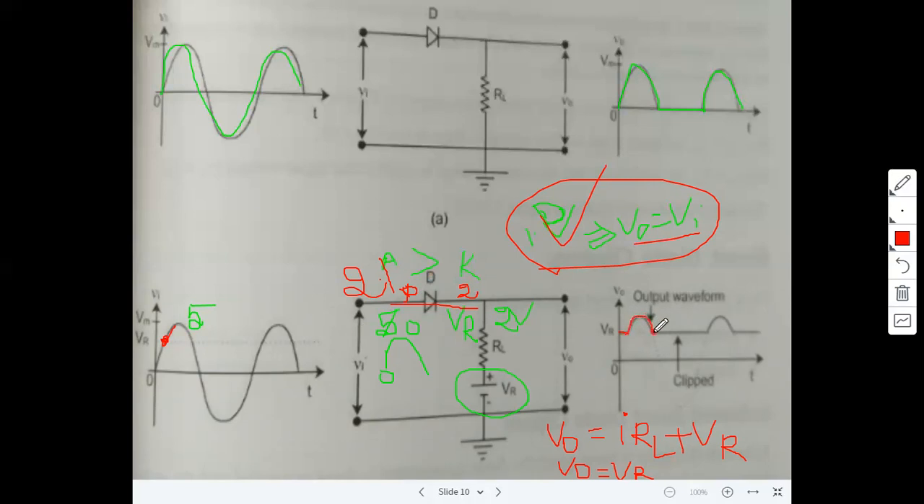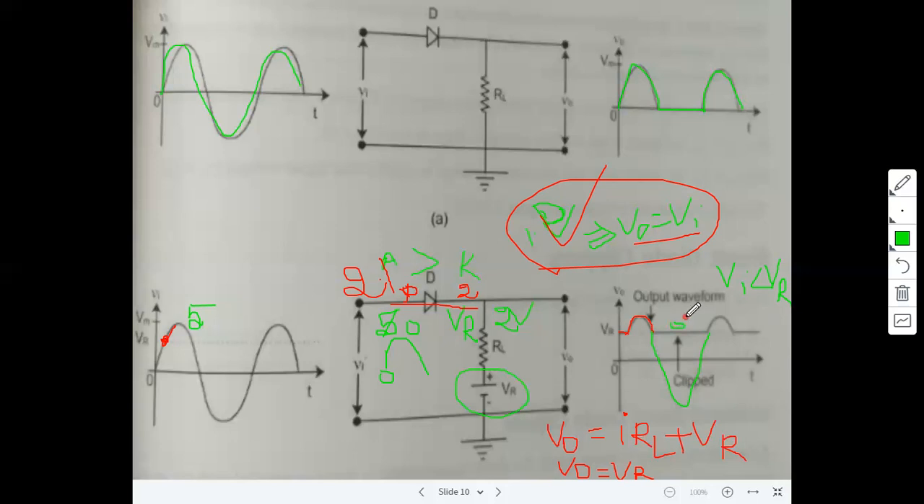This is the condition. During the negative portion, when the input signal is less than 2 volts, the diode is off. Observe here, during this entire portion, I changed this color. During this entire negative portion, what is the condition? Input voltage Vi is less than Vr. When Vi is less than Vr, the diode is off.